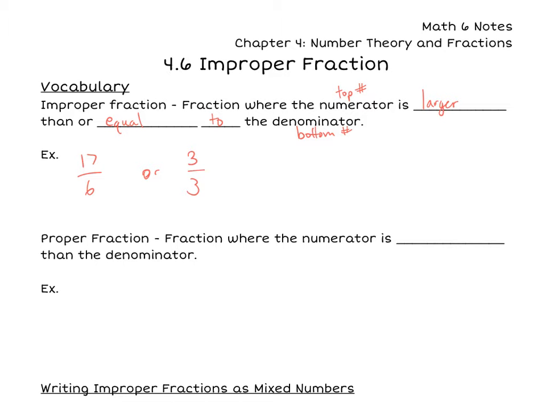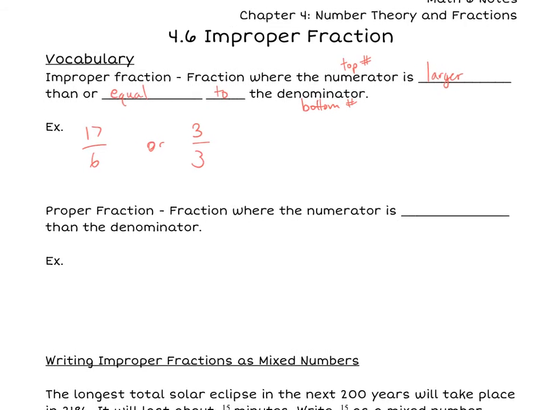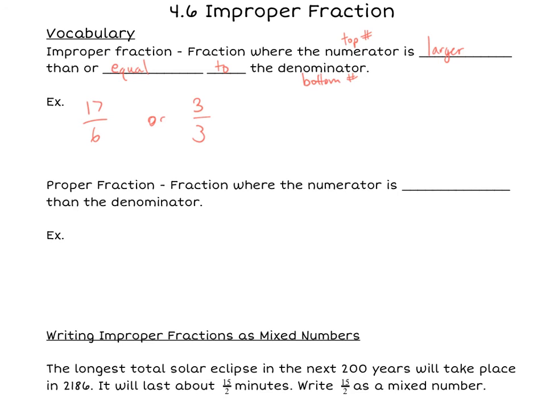All right. So now a proper fraction. Normally how we write fractions, the regular way to write fractions, is a fraction where the numerator is smaller than the denominator. So the top number is now going to be smaller. So 3/4 or 1/2. The top number is smaller. Okay? That would be a proper fraction.